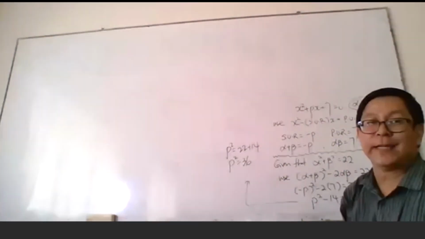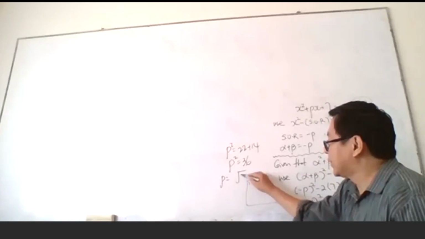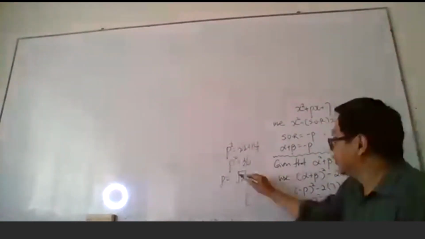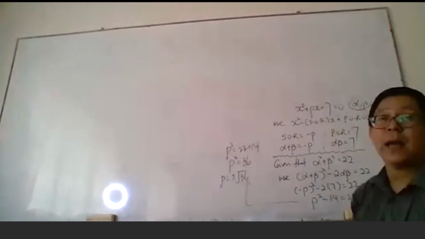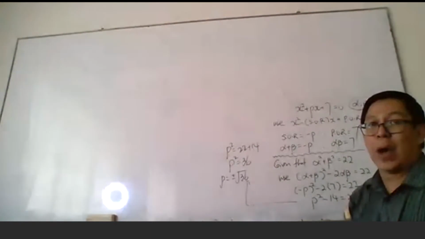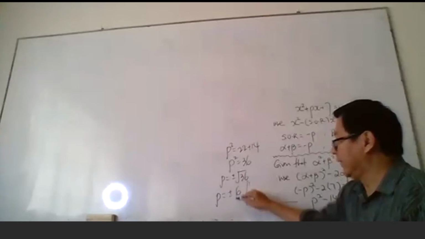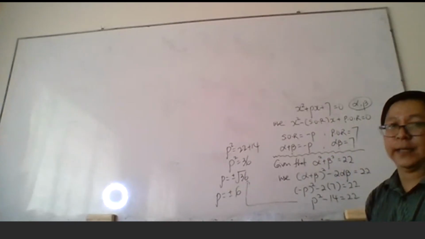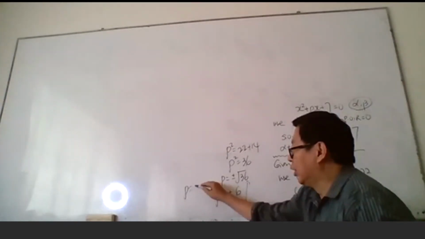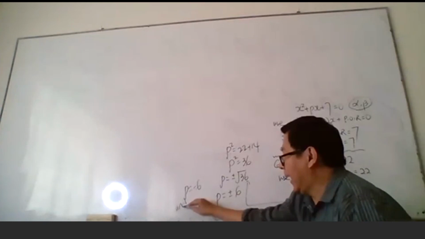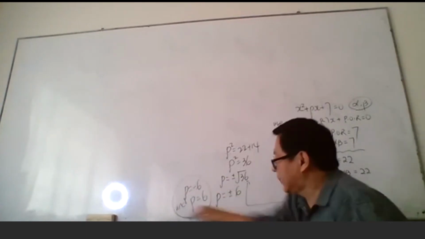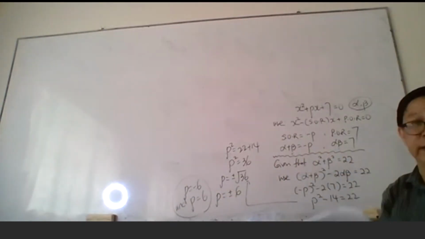In order to find the value of p, I can just take the square root. But don't forget, I need to put plus minus. So we get two answers, one positive and one negative. So p equals negative 6 and p equals 6. Okay, we got two answers for you.